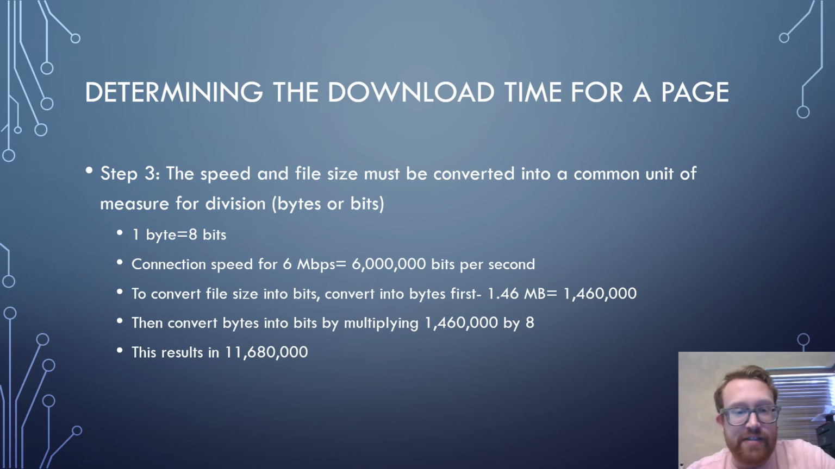To convert a file size into bits, convert it into bytes first. So let's say your file size of everything is 1.46 megabytes. It's going to be 1,460,000 bytes first. So see what I did here. I took my file size, which is 1.46 megabytes, and converted it to 1,460,000 bytes, moving the decimal point over. Again, Google will translate it and convert it for you.